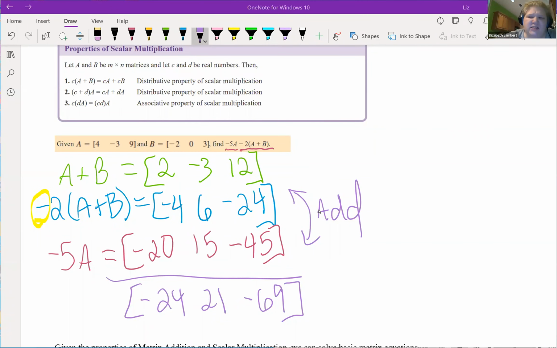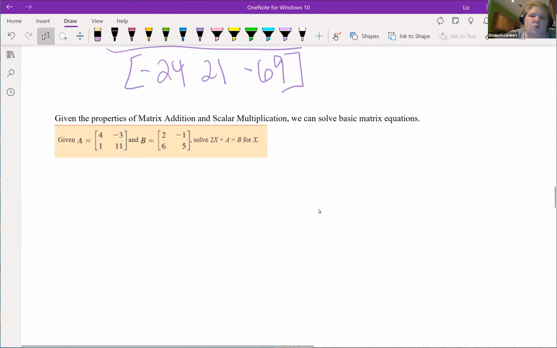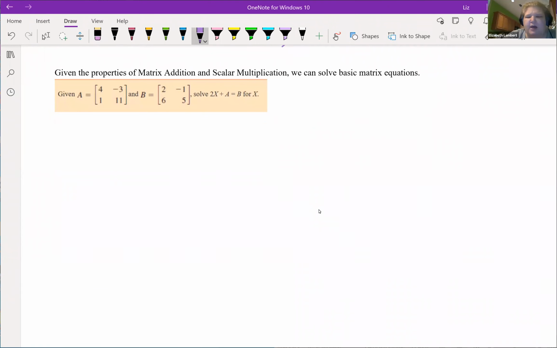So we saw we could add, subtract, play around. So what if, poof, I turned it into a crazy looking equation with some unknown X matrix in there? Could we figure out what it is? Very likely we can. So let's take a look at it. I've got 2 times my unknown plus the matrix A is equal to the matrix B.